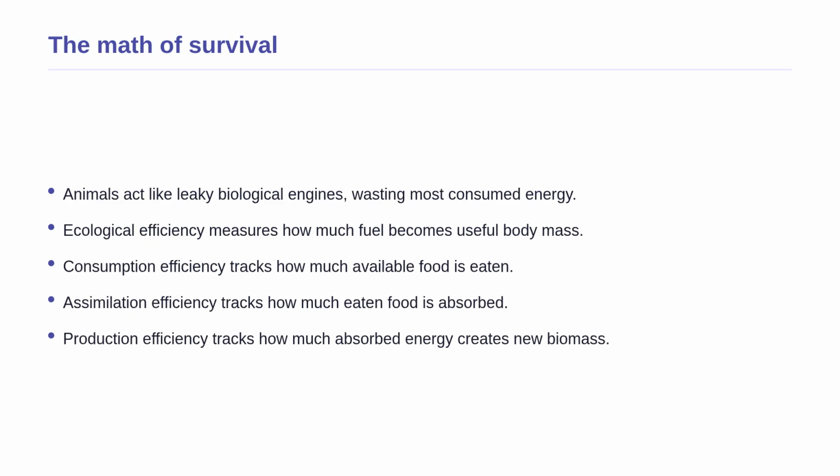Animals work in the exact same way, acting like very leaky biological engines. When a caterpillar eats a leaf, it poops out a large portion, burns another portion just to crawl around, and only uses a tiny fraction to grow. Ecological efficiency is the scientific way we measure exactly how much of that fuel is successfully converted into useful body mass versus how much is wasted. We break this down into consumption, assimilation, and production efficiencies to track the exact fate of consumed energy in an ecosystem.